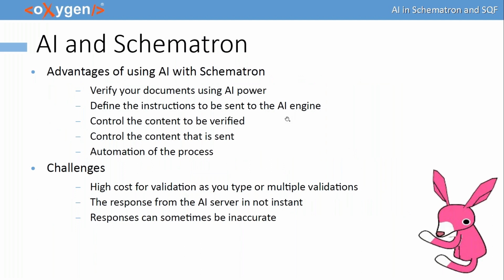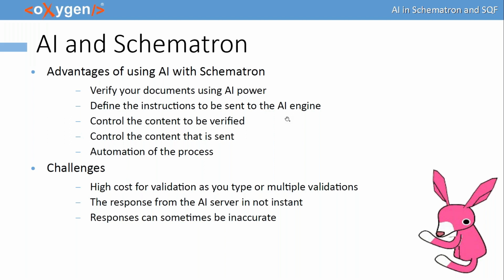So AI and Schematron can be used together, and it's very powerful because the AI system knows a lot from different domains. With Schematron, you can determine what should be verified from the document. So you'll not send the entire content to the AI system. You can send exactly the content that you want to verify and the instruction that you want to check. And you can also automate this process. You can check your documents automatically just by using Schematron and adding the rules directly there.